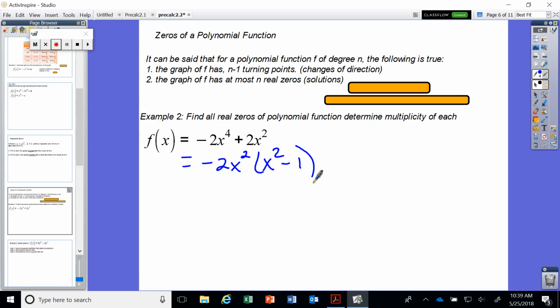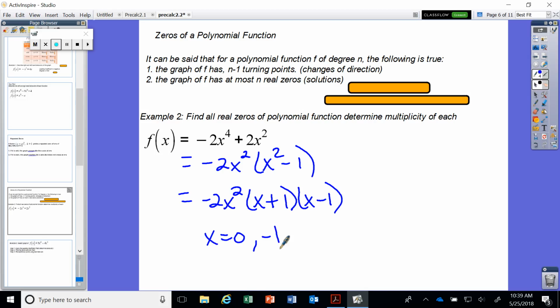Okay? Well, this also helps me understand that with the negative 2x squared, this x squared minus 1 can factor one more time. I mean, this is a difference of squares. And so now we have x plus 1 and x minus 1. So there are our 3 factors. And so if we set each of these equal to 0, we know that x equals 0 is a solution, x equals negative 1 is a solution, and 1 is a solution as well.